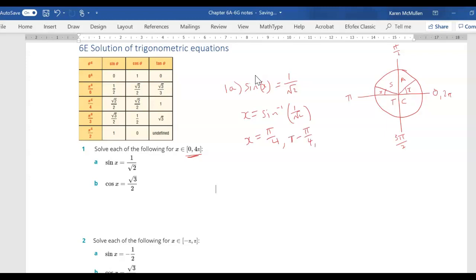And then we go around the circle again. So our next solution is going to be 2 pi. That looks like an 8, but it's a 2. I might write that again.